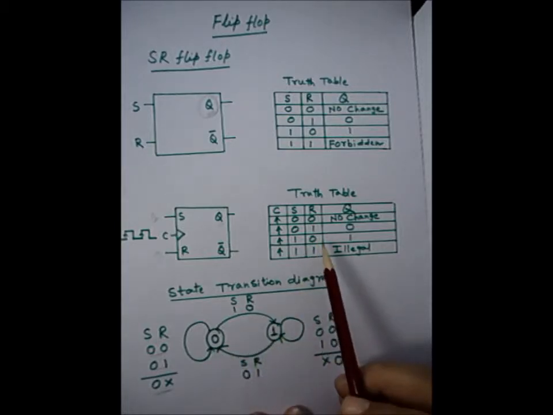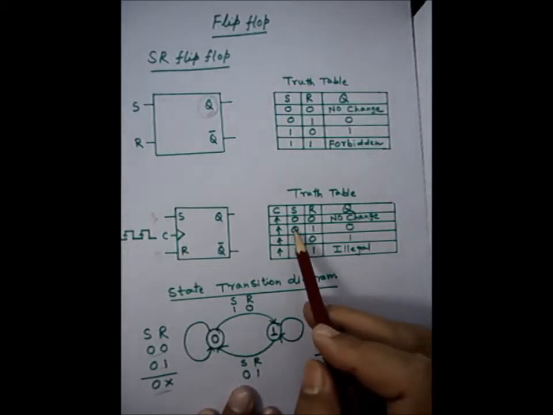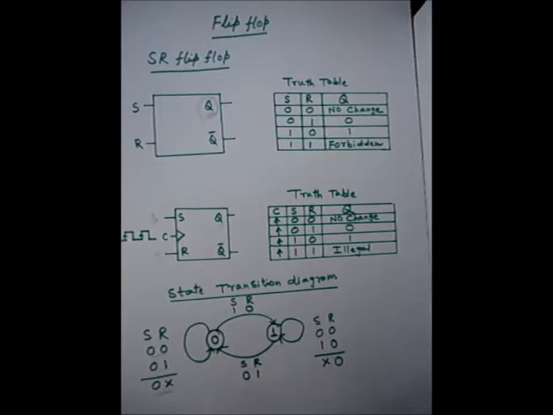Another case is that previously it was in the state of 1 and it is moving to the state of 0. In that case, if it is 0 1, that is S equal to 0, R equal to 1, it will become 0. Therefore, it was previously 1, then if we apply S equal to 0, R equal to 1, it will move to the state of 0. That is the state transition diagram for the SR flip-flop.